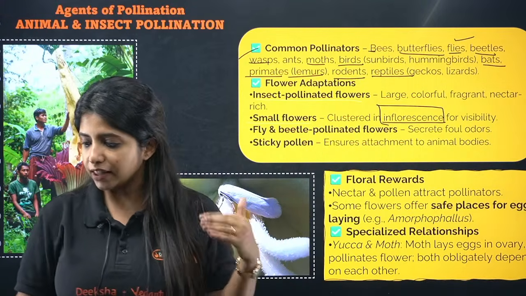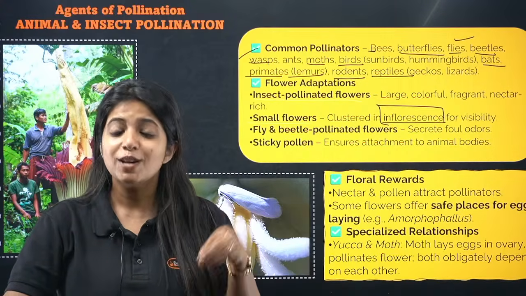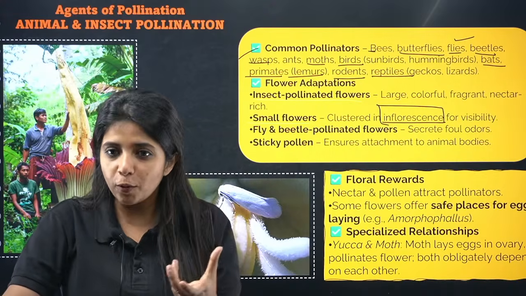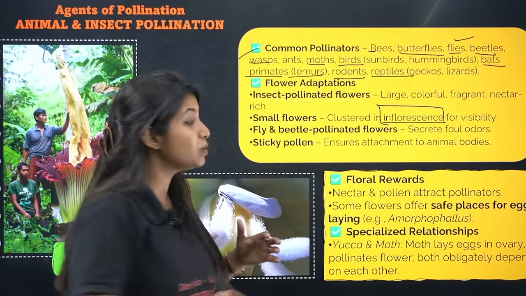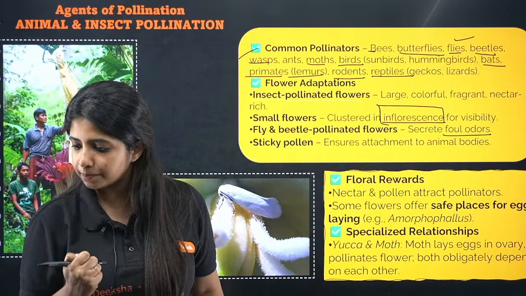Now the plants which are pollinated by flies and beetles, you need to understand that the fly and the beetle do not like good smell, they like bad smell. So those flowers which undergo pollination with the help of flies and beetles usually secrete what? Foul odor, bad smell, such that it can attract them.